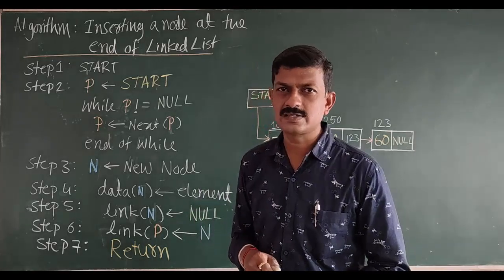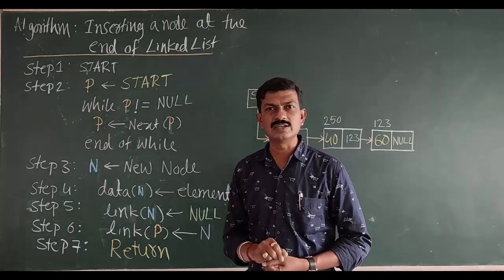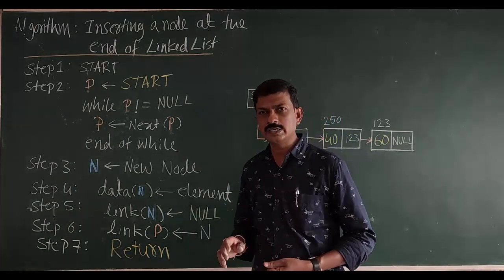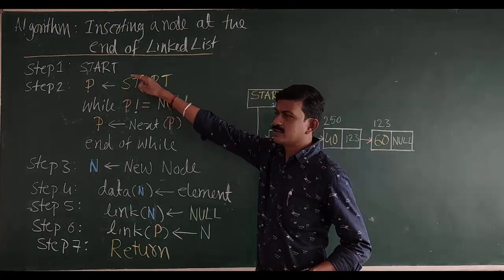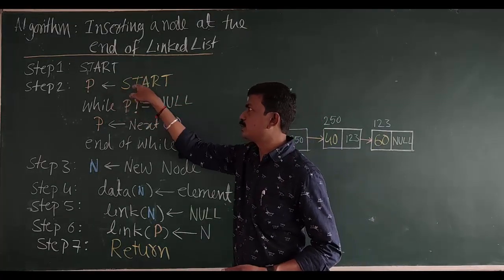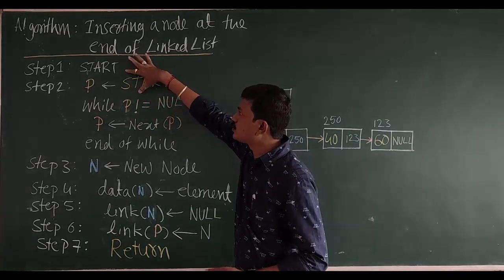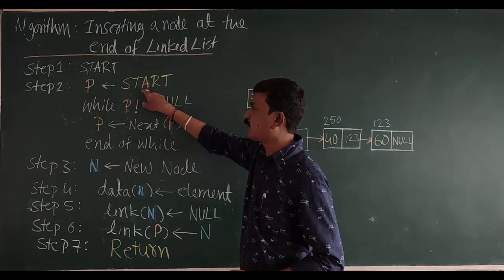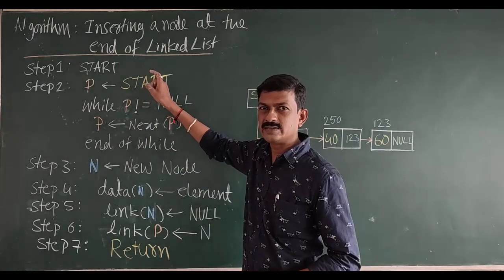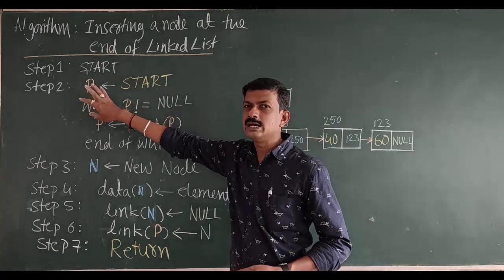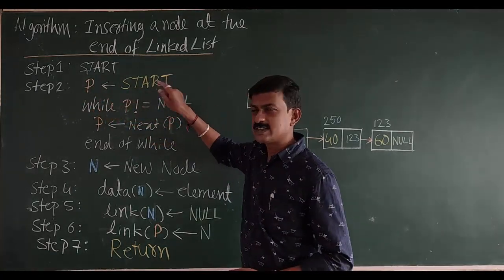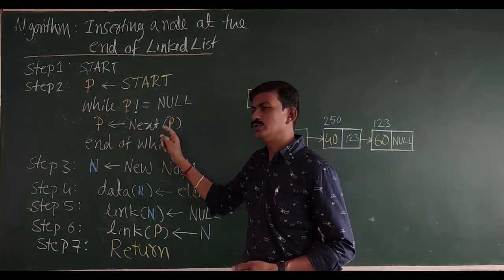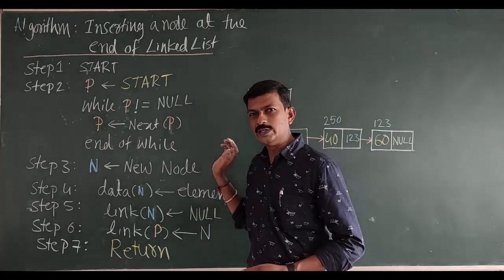Today, we are discussing inserting a node at the end of the linked list. This algorithm consists of 7 different steps. Step 1: start. Step 2: p equal to start. There are two different starts: the first is the actual start of the algorithm, and the second is the start pointer. Whatever value the start pointer contains, I am assigning to a variable p. Step 3: while p is not equal to null, p equal to next of p.